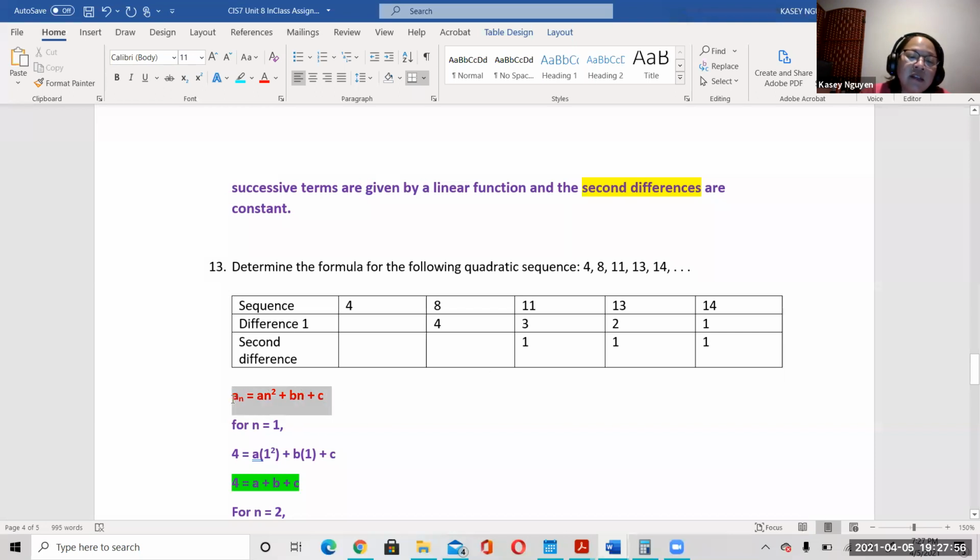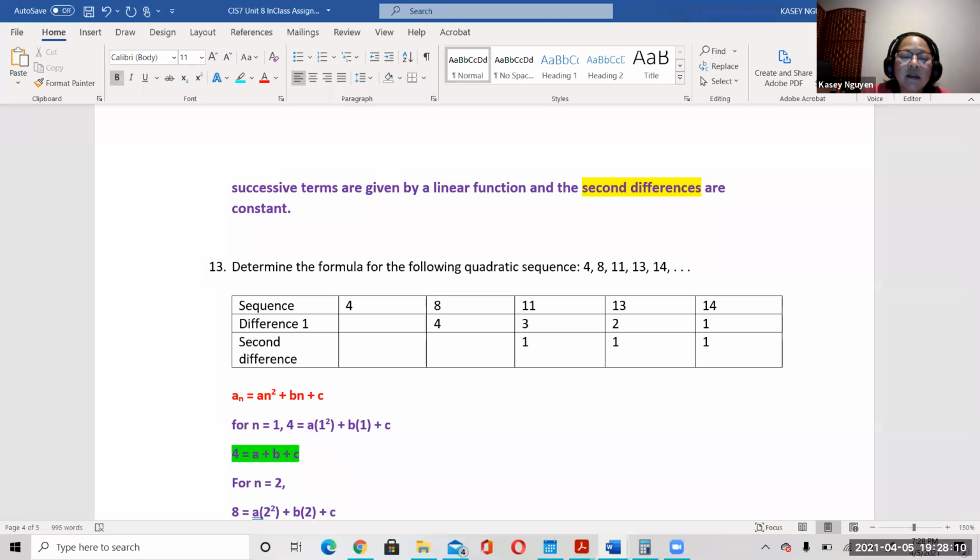So if we're given this equation, a of n is equal to a times n squared plus b times n plus c, then we would start with, for n is equal to 1, we would have 4 equal to, right? 4 is the first one. 4 equal to a times n squared plus b times n plus c, which is a plus b plus c equal to 4.